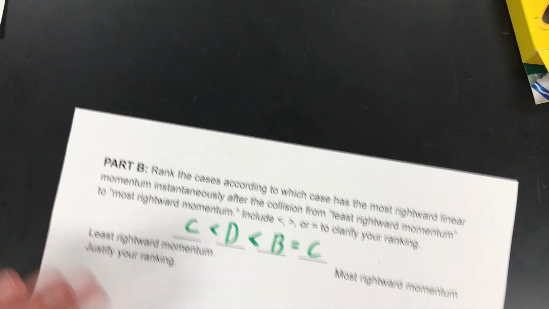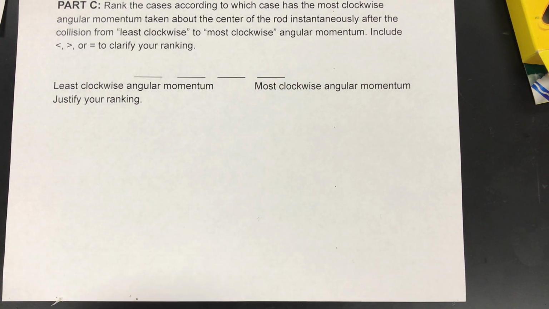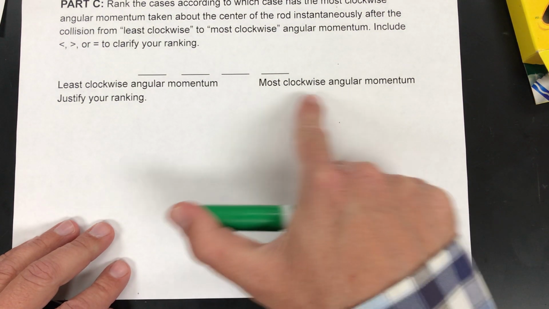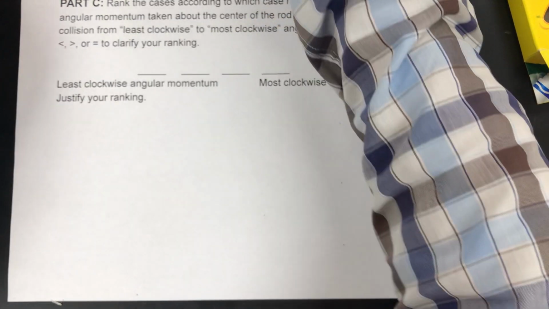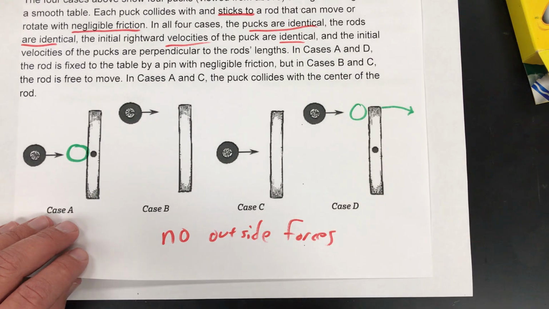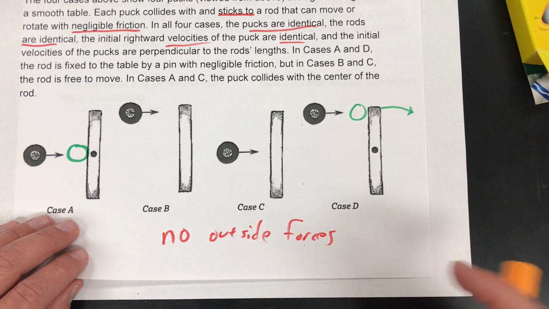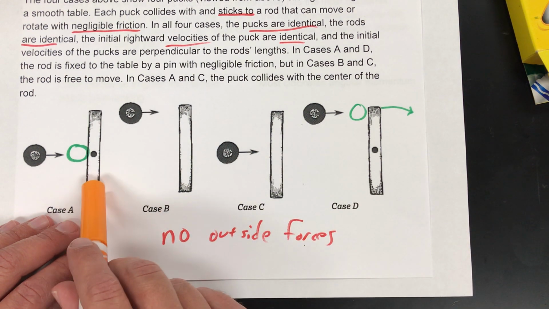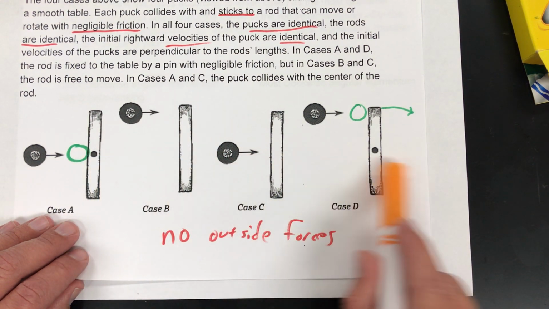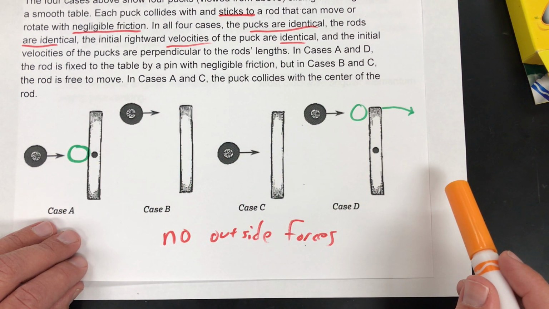All right, and then last part here on this one, it says rank the cases according to most clockwise angular momentum to least clockwise angular momentum. So if we come back to our cases here in terms of changing the angular momentum, well, we need no outside torques here for this one. So remember, there's no outside torques on any of them. So they're all okay in that regard. Nothing's going to take away their angular momentum.